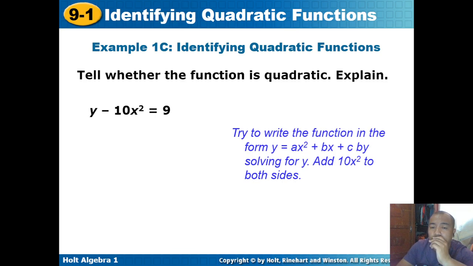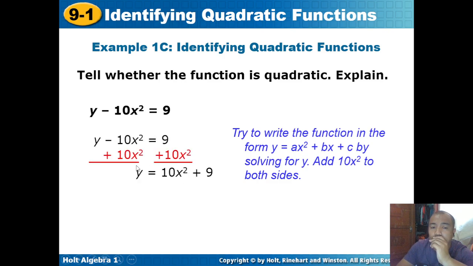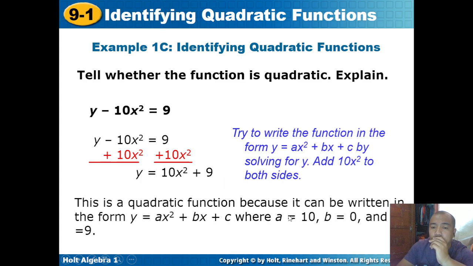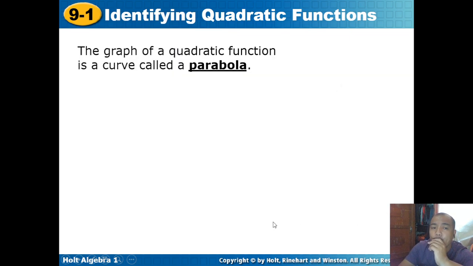Add 10x squared to both sides. It will become y equals 10x squared plus 9. So by the looks of it, the value of a is 10, b is 0, c is 9. So this is a quadratic function because it can be written in the form y equals ax squared plus bx plus c, where a equals 10, b equals 0, and c equals 9.